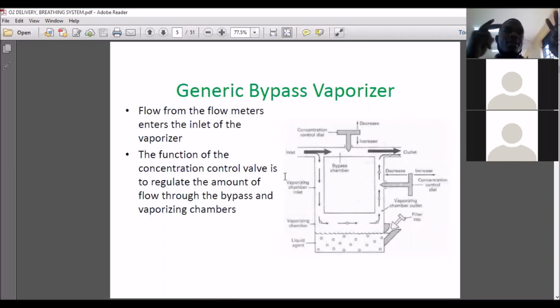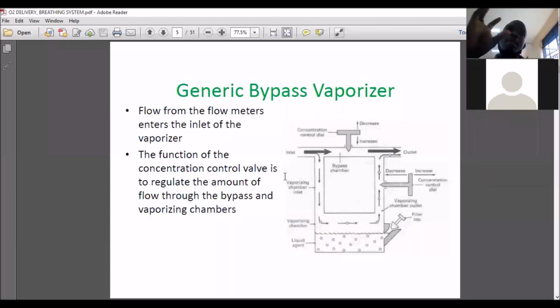So there are two valves, okay? The above valve controls the amount of air that will be in the final product. The one on the side controls the amount of vapor that is to be in the final concentration. So if I partially close the above one, and I open the one on the side, that means my outflow will be having more anesthetic agent and less air. So that will increase the concentration of the anesthetic agent in the final outflow.